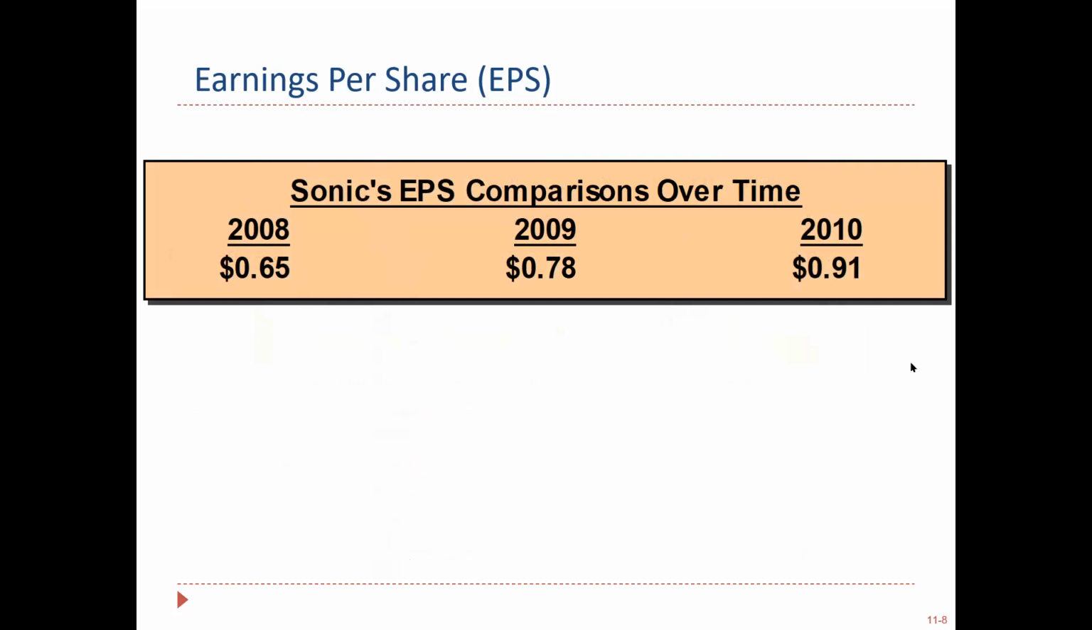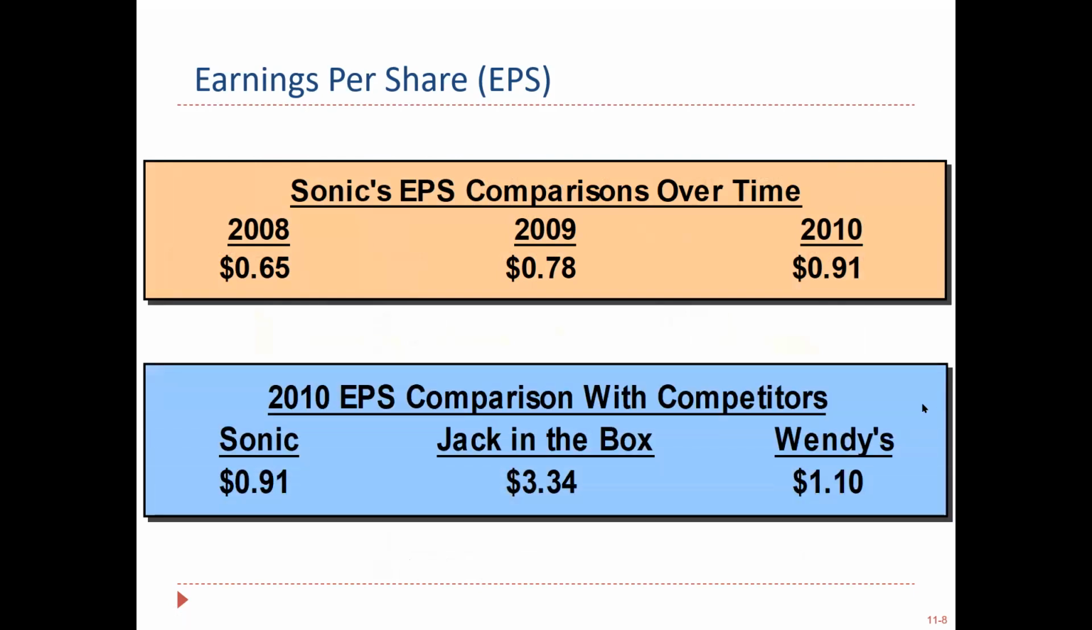And they're just showing you some comparisons to other companies. This thing is giving me a hard time here. So sorry, guys. Okay, you're looking at Sonics over time. 2008, they earned 65 cents a share, and then it went up to 78. That's a 20% increase, more than 20%. And here it went up another 10% or so, maybe 15% to 91 cents.